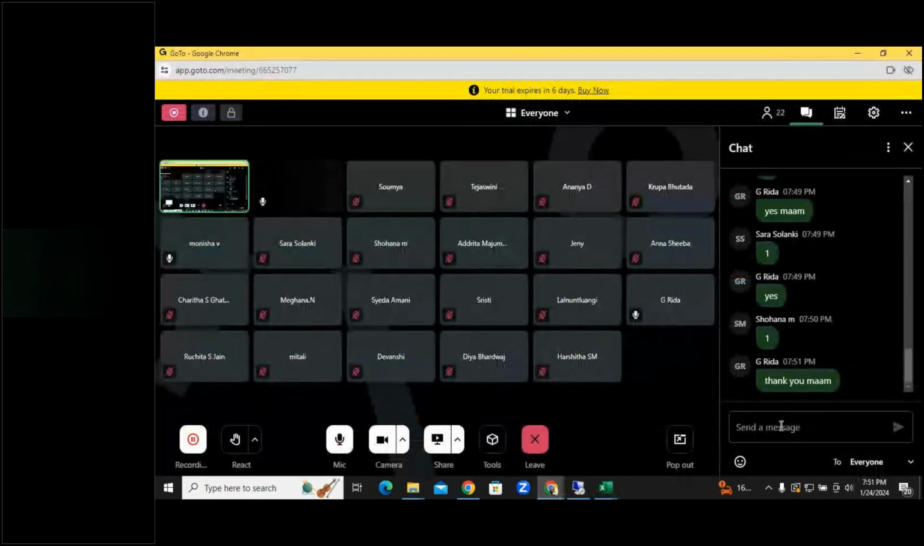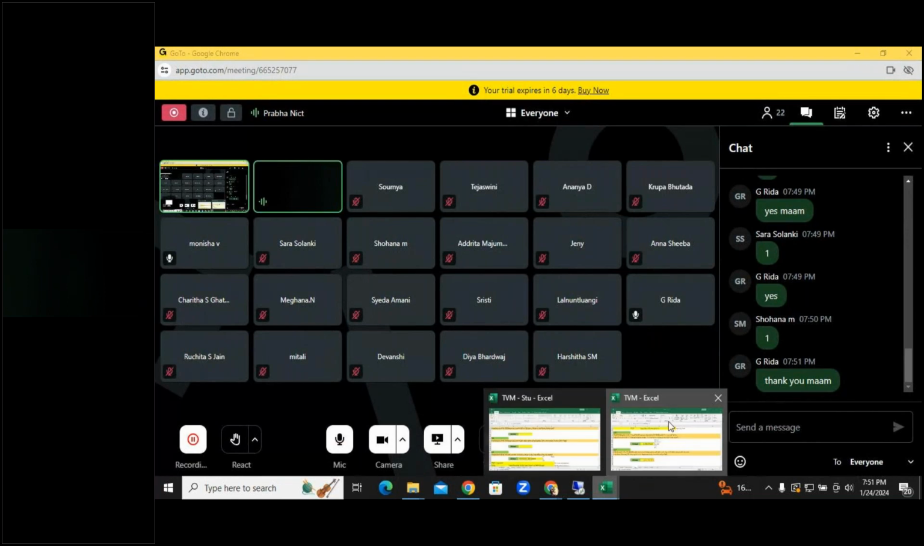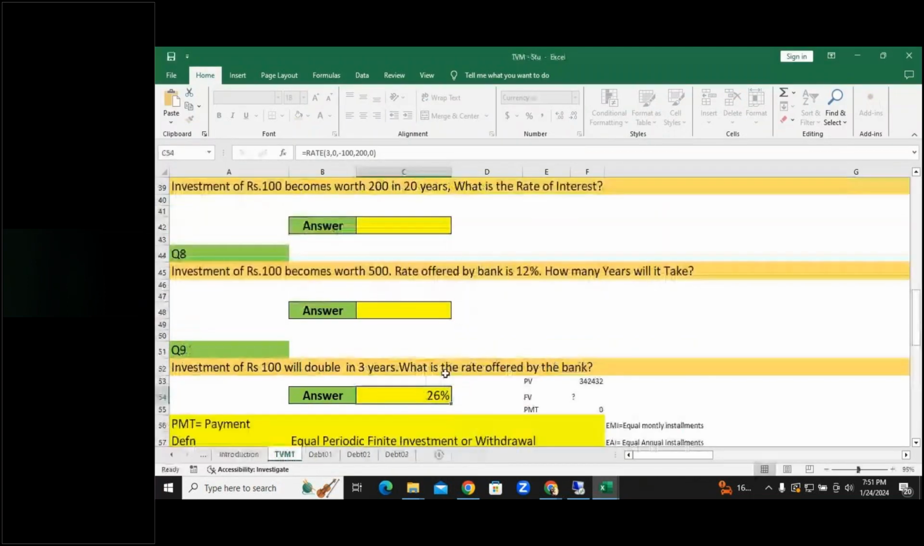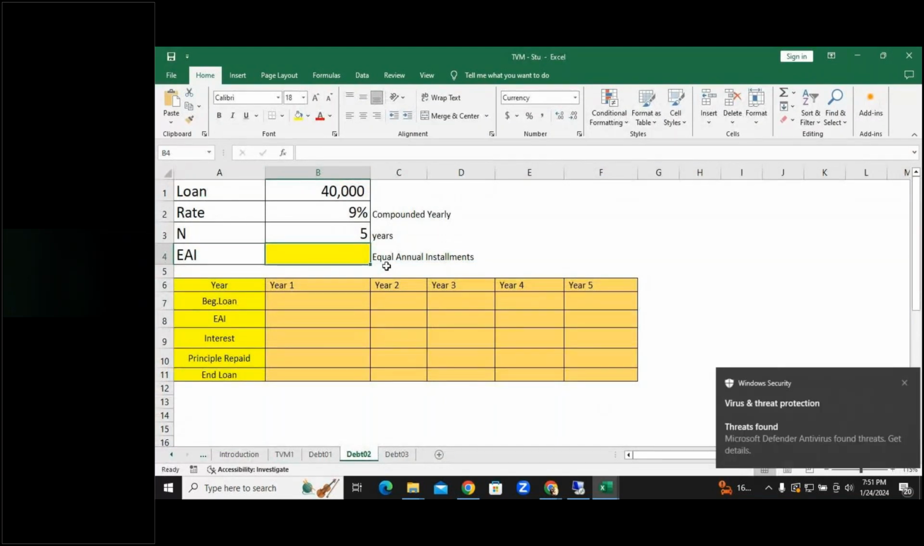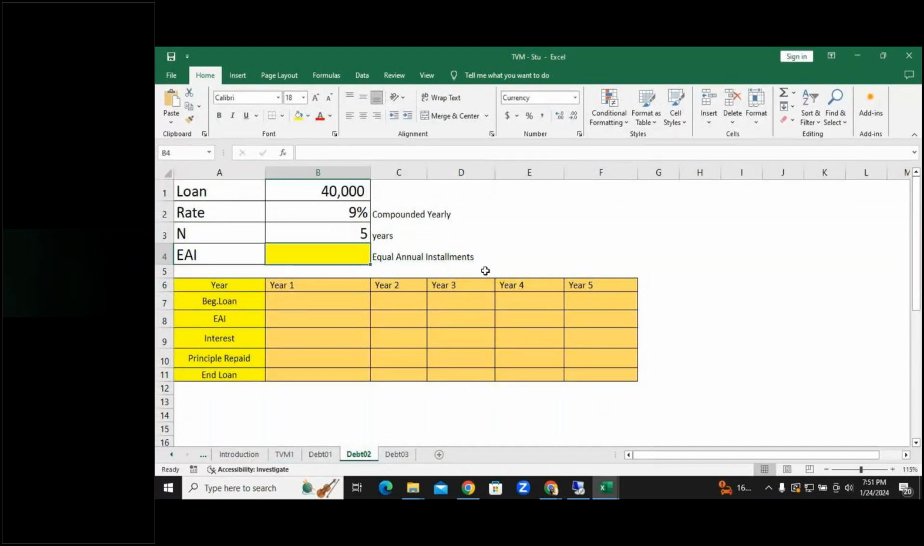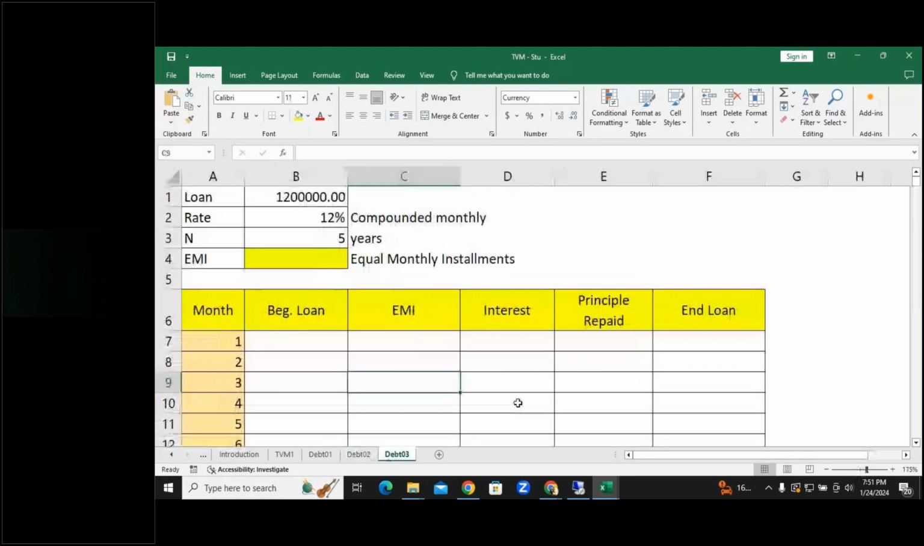Okay. So I wanted you people to try with the next debt case. So here loan amount of 40,000 rupees. So tomorrow we will try this out. I wanted you people to try this out. I will solve this and show, and then we will go for the debt 3. Okay.